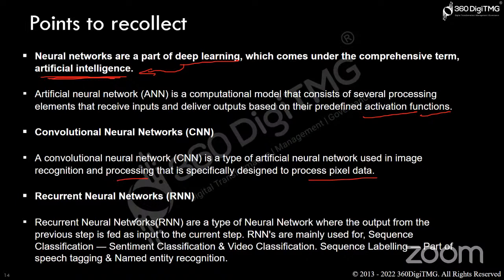Then we have recurrent neural networks, which are a type of neural network where the output from the previous step is fed as input to the current step. RNNs are used for sequence classification, sentiment classification, video classification, sequence labeling, part of speech tagging, named entity recognition, and many other things. It is also used with LSTM, long short-term memory, in forecasting. Many other uses are there.